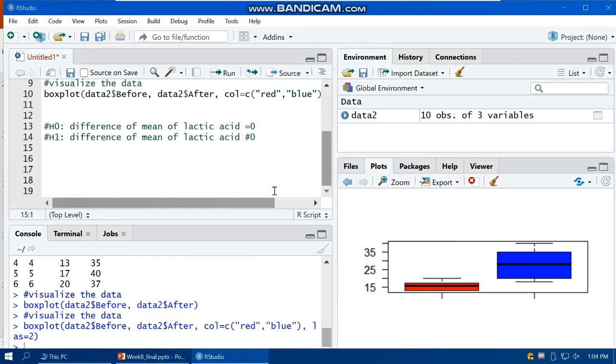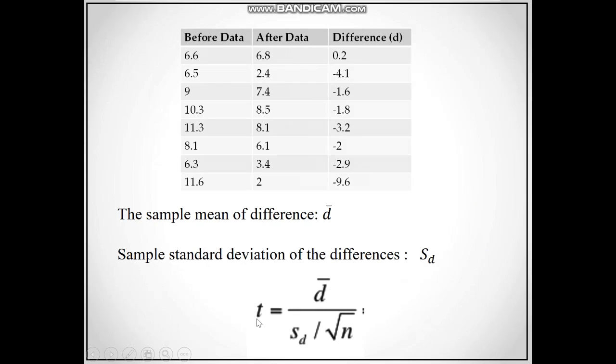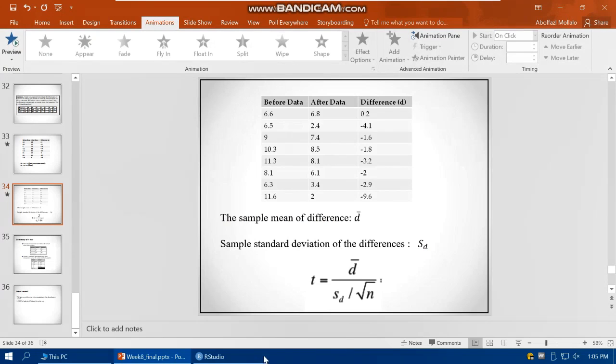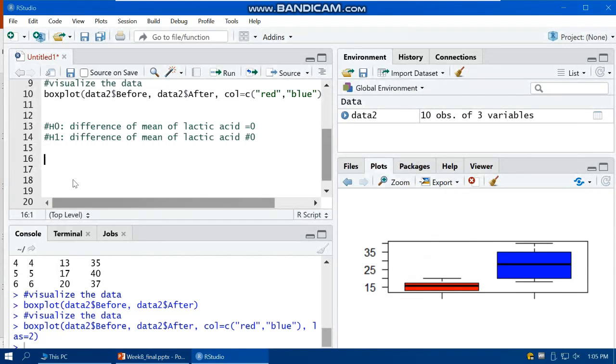So I'm going to solve this problem in 2 different ways. The first way is just using the formula, and the second way is using the built-in functions in R. First, solve this problem using the formula. According to the formula, we have to measure the difference and then the standard deviation of it, and then divide by the square root of the sample size, right? So let me use the formula. Method 1 is the formula.